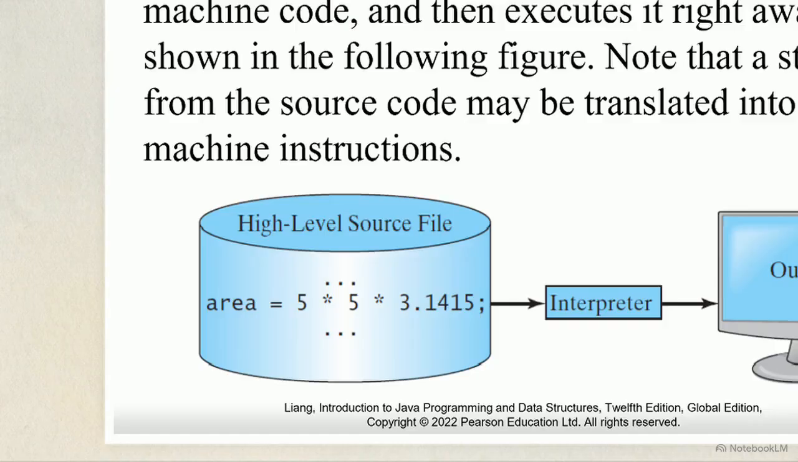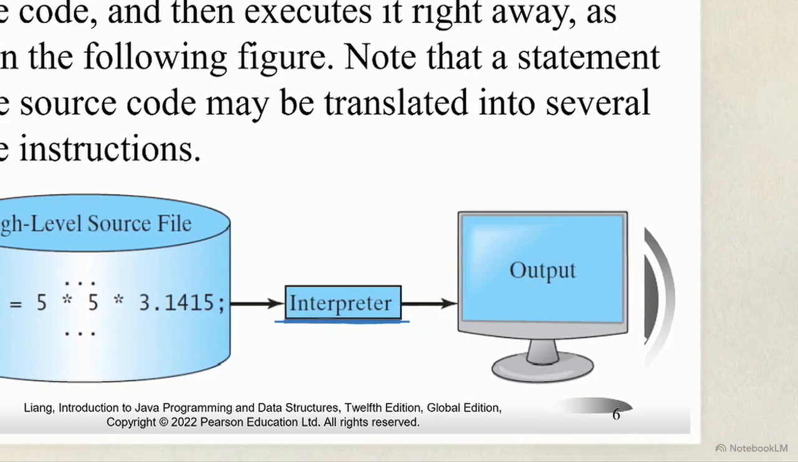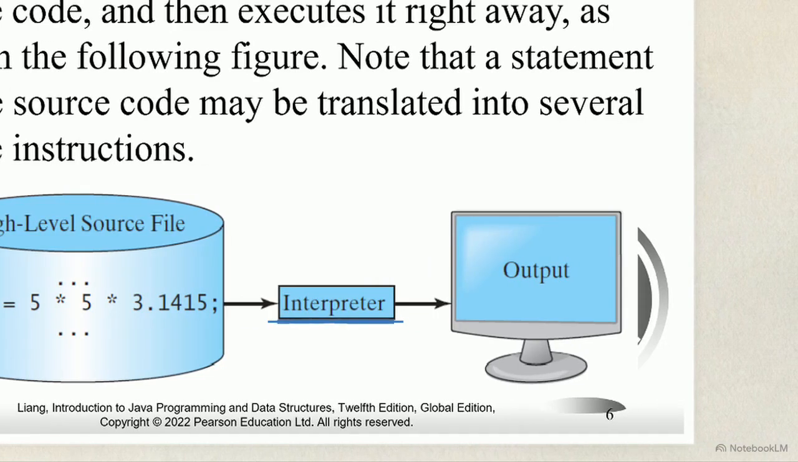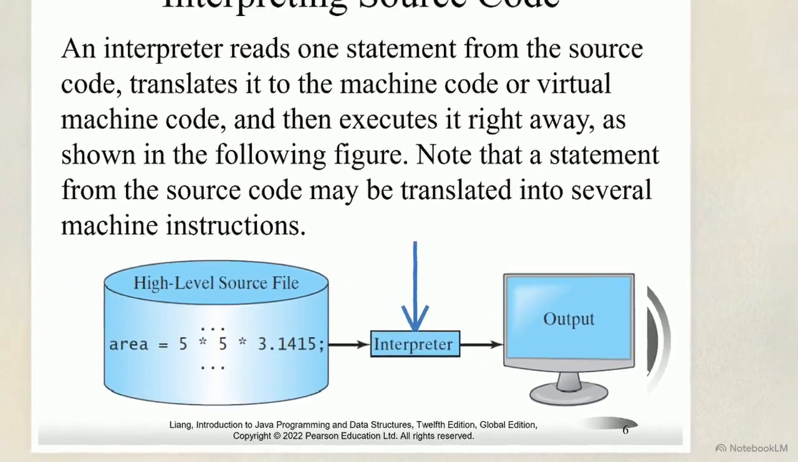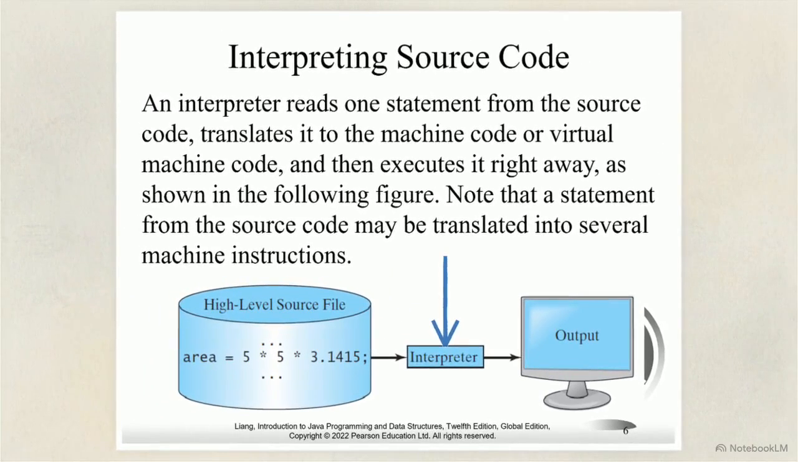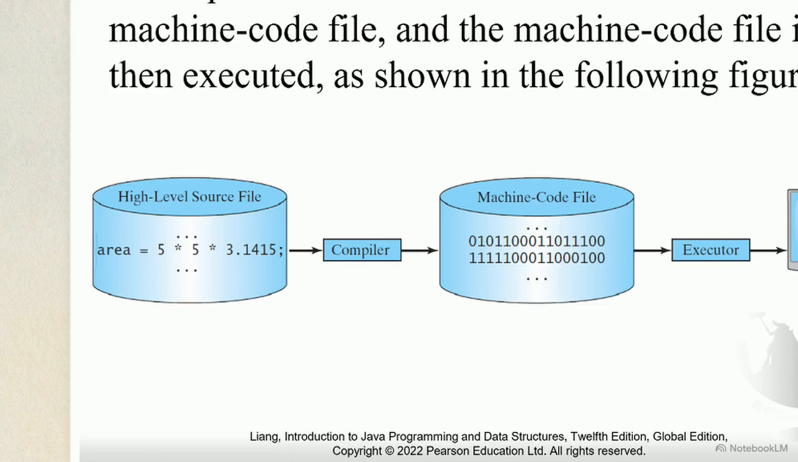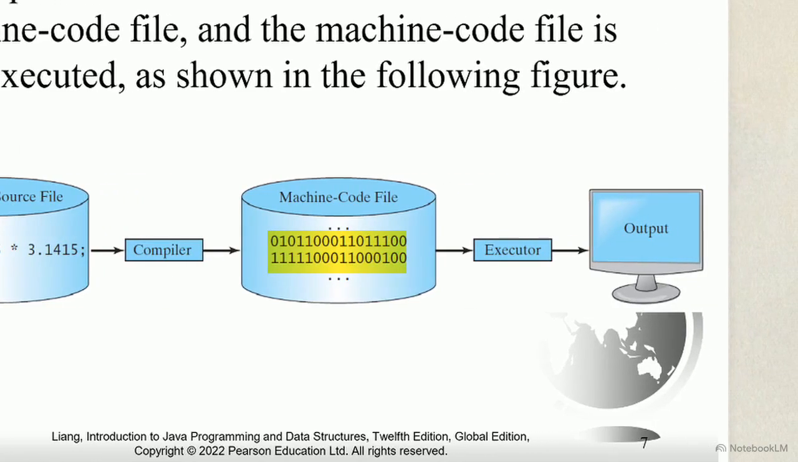Let's start with the interpreter pipeline. As shown here, an interpreter reads one statement from the source code, translates it, and executes it immediately. This allows a program to run almost instantly, though execution is slower because translation happens continuously in real time. The compiler pipeline uses a different mechanical approach. A compiler reads the entire source code up front and translates it into a complete, standalone machine code file. The execution phase only begins after this entire file has been generated.